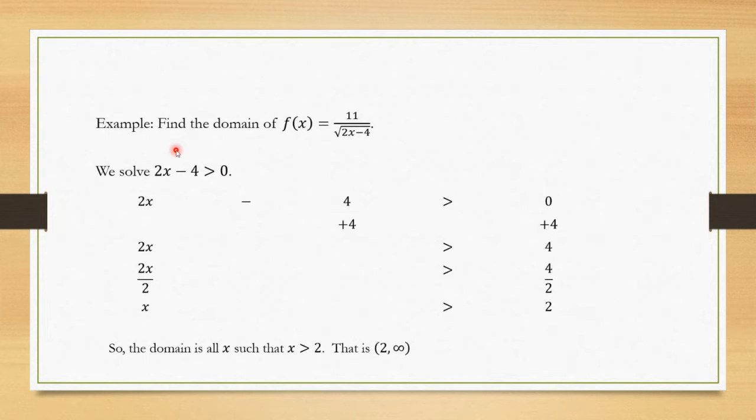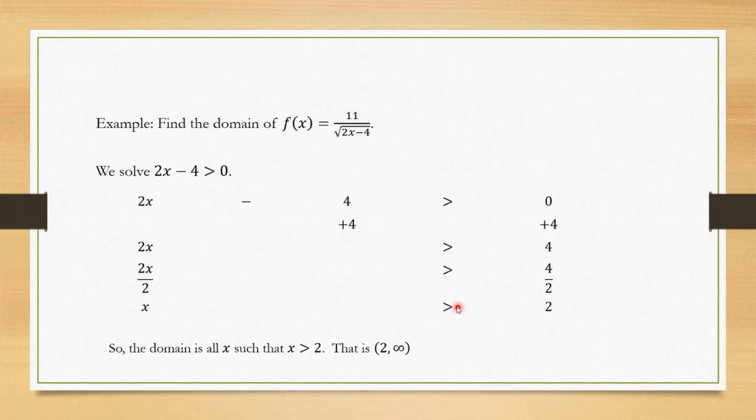Just like before, we have to get x all alone. So how can we do that? Well, we can add 4 to both sides, right? This part's gone, and we have 2x greater than 4. Now we divide. We want to get x all alone. We want to get this 2 out of there. How do we do that? Divide both sides by 2. So when we do that, we get x greater than 2.